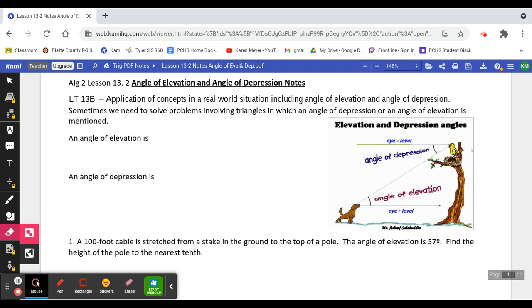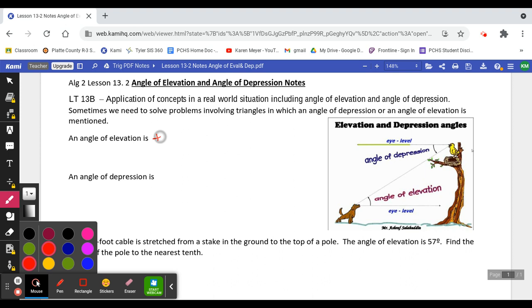Well, the angle of elevation is the upwards angle from the horizontal to a line of sight.